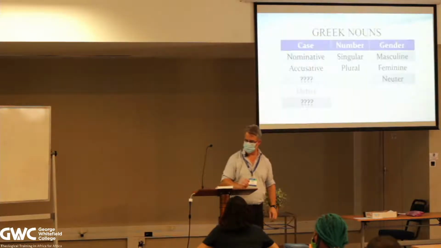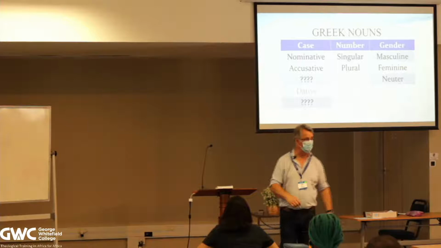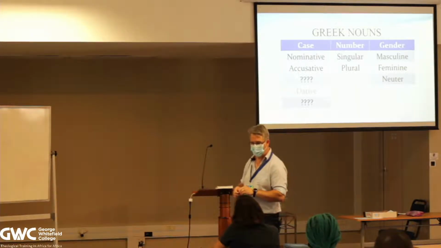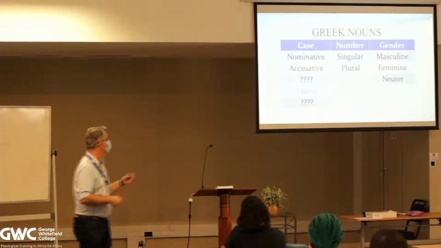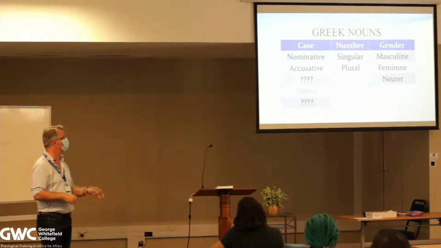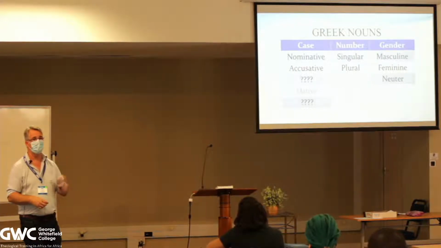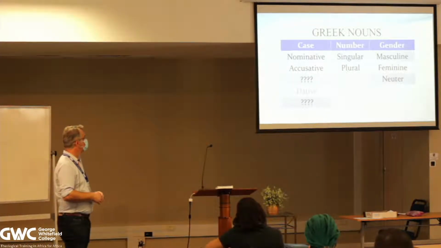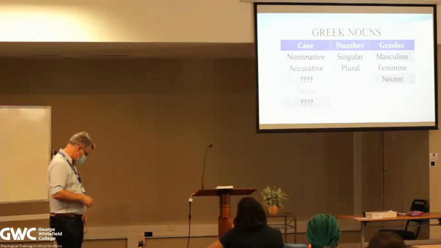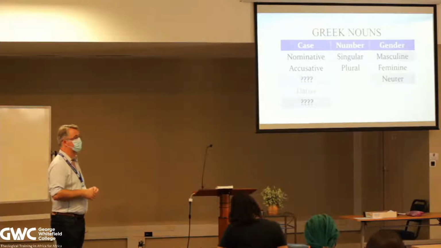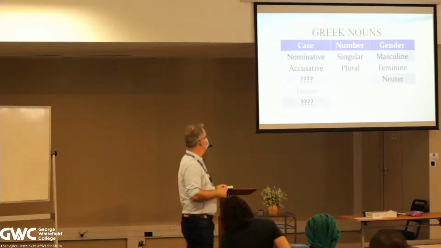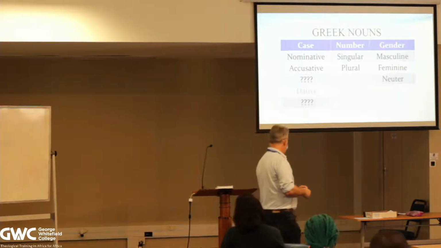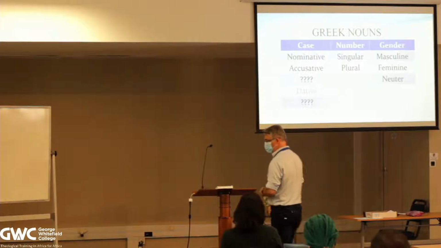Let's just go back to this table for a second. Remember we saw this yesterday? Every Greek noun has these 3 characteristics, right? They've all got case, they've all got number, they've all got gender. Case, number, and gender. We've learned some masculine, feminine, and neuter nouns. We looked at singular and plurals. And we've got our cases, our nominative and accusative.